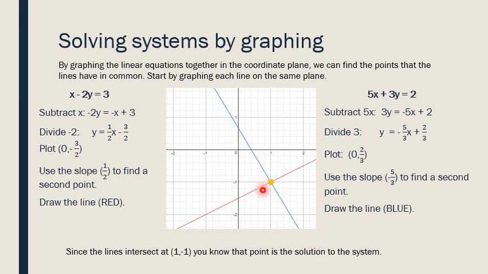And you can see that the lines clearly intersect. Now, we don't need to know just if they intersect. We want to know exactly where they intersect. And I can tell from the graph that they intersect right at the point 1, negative 1. So I know that this point is the solution to the system because it satisfies both equations and it is the one and only point or set of coordinates that satisfies both equations.